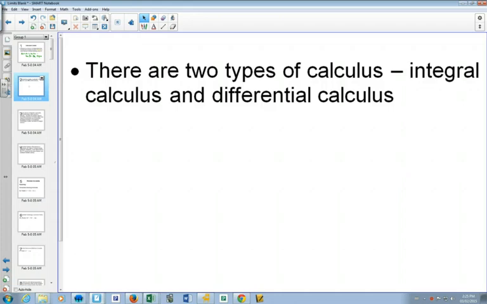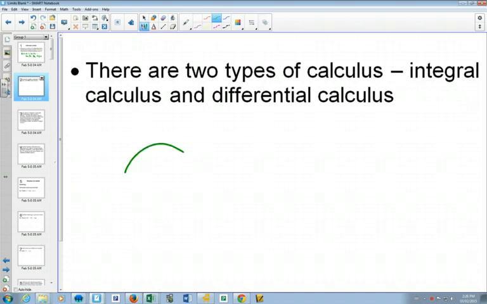Now, there are 2 types of calculus. The first 3 units look at differential calculus. And the second one looks at integral calculus. The main difference, they're connected. Differential calculus, what we're really looking at is tangent lines on curves. And it doesn't sound like that much, but there are amazing things that we can do with that. So what is a tangent line and what is a curve?